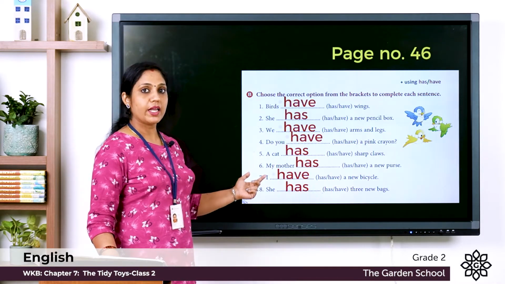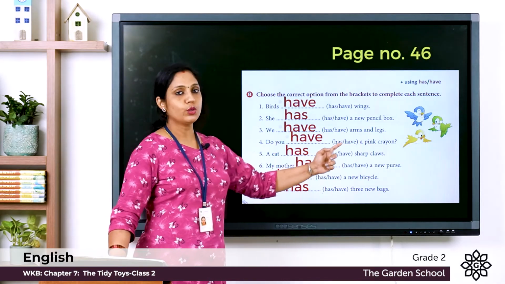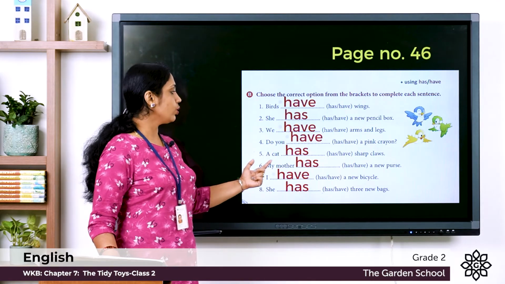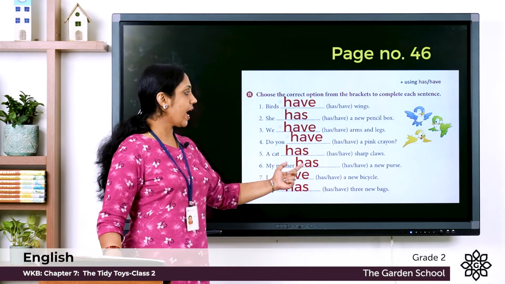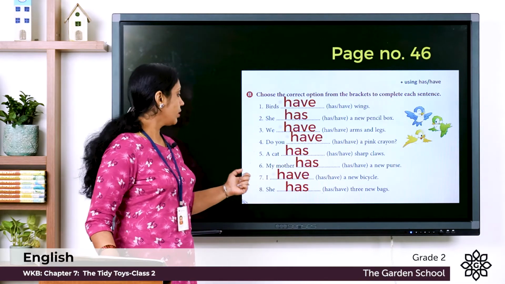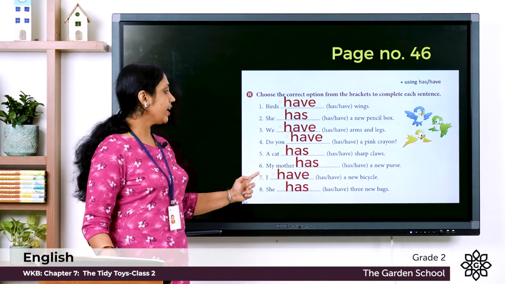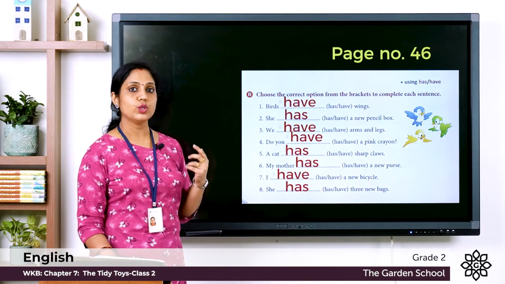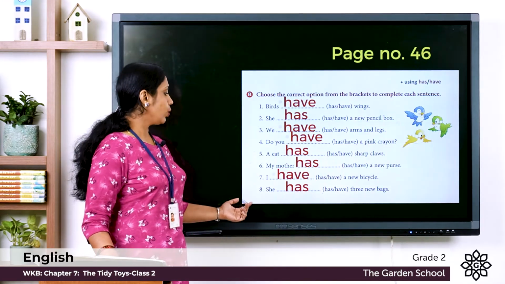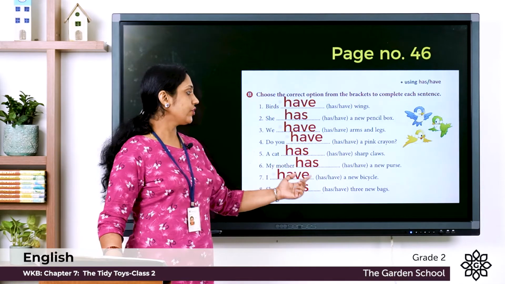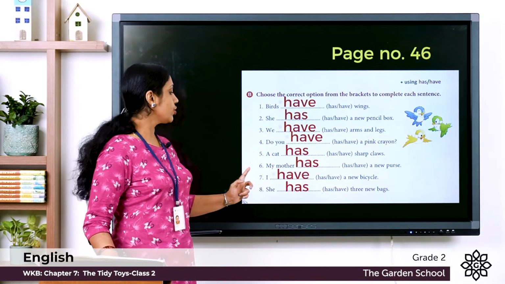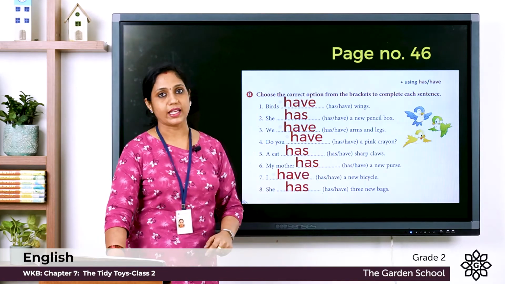Sixth, my mother has a new purse. So look at the word mother, it's a singular noun. So we can use has. My mother has a new purse. Seventh, I have a new bicycle. So with the word I we have to use have. Eighth one, she has 3 new bags. With the word she we have to use has. So she has 3 new bags.